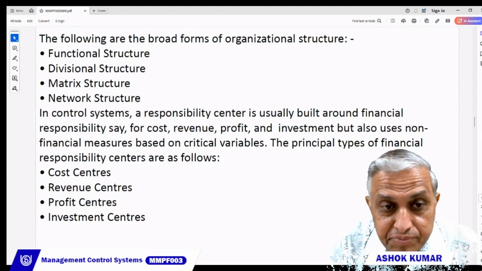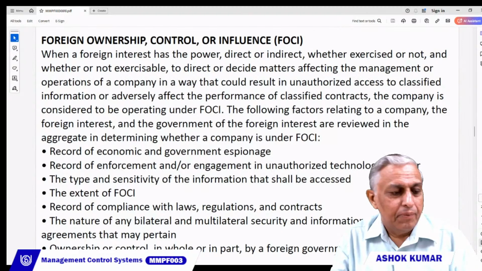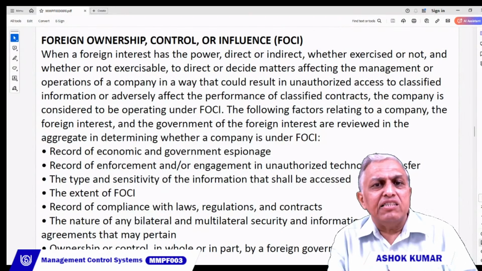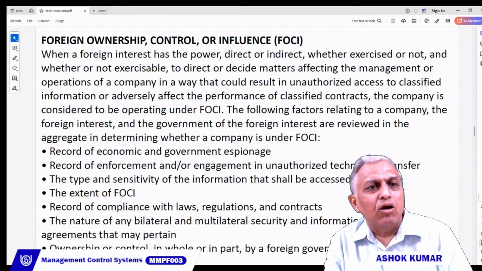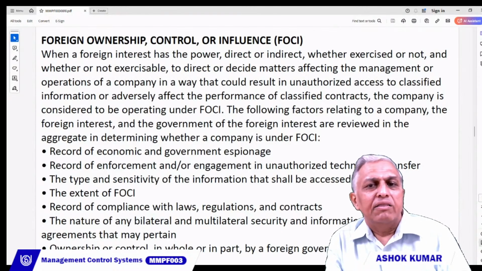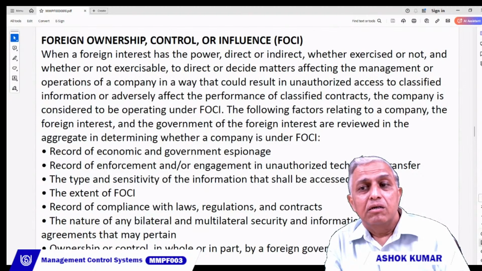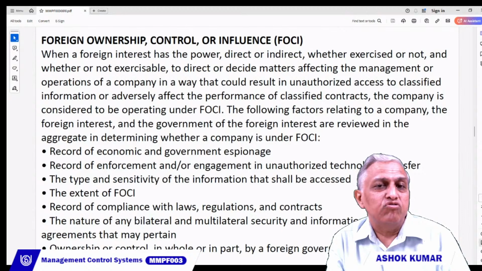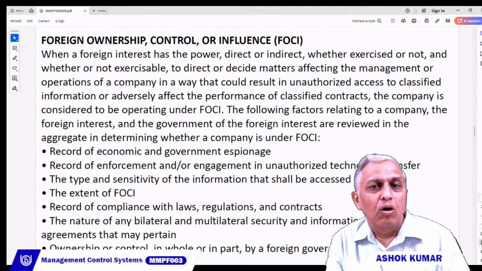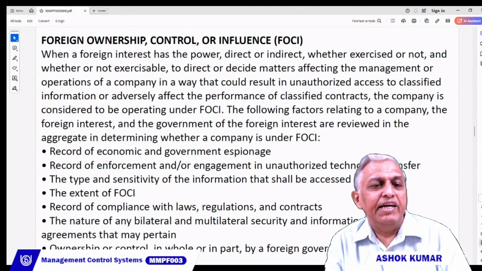All right, friends. Now let's look at foreign ownership, control, or influence, FOCI. When a foreign interest has the power, direct or indirect, whether exercised or not, and whether or not exercisable, to direct or decide matters affecting the management or operation of a company in a way that could result in unauthorized access to classified information or adversely affect the performance of classified contracts, the company is considered to be operating under FOCI. It is foreign ownership, control, or influence. The following factors relating to a company, the foreign interest and the government of the foreign interest are reviewed in aggregate in determining whether the company is under FOCI or not.